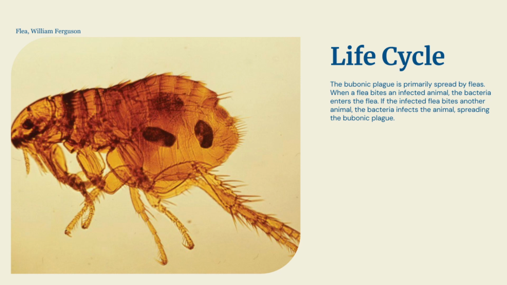There are other ways that the bacteria can be spread without fleas, but the bubonic plague specifically is spread by fleas. There are other diseases that can be caused if it infects different areas of your body. We'll talk more about that a little bit later, but the bubonic plague specifically is spread by fleas.